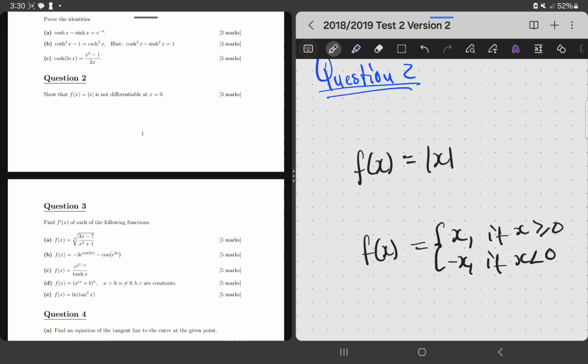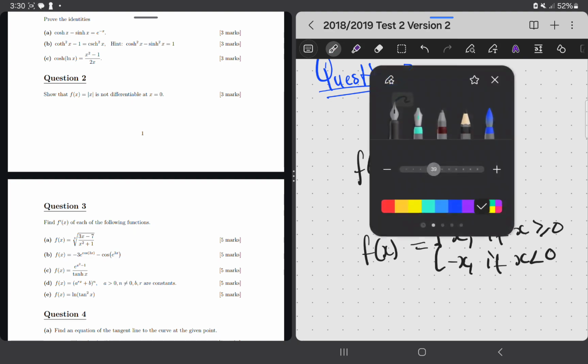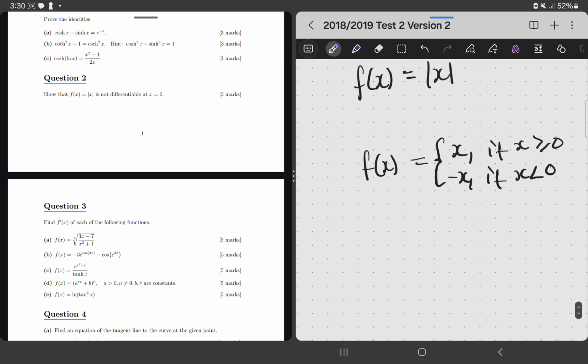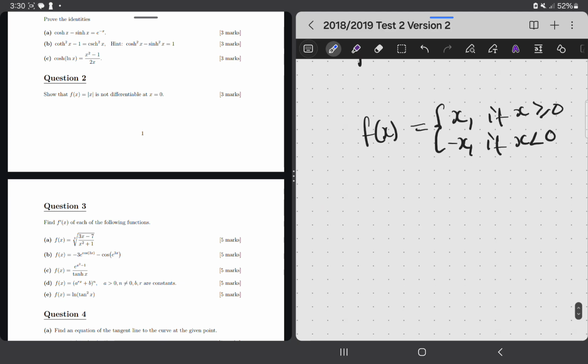Remember, this is easy because we know the modulus's job is to keep things positive. If something is already positive, it doesn't change. But if x is less than 0, it will put a minus outside, because this x is negative itself, and with the minus it becomes plus. So if x is less than 0, you put the negative outside. If the thing inside, which happens to be x, is greater than 0, then you don't put a negative outside. Now once we have our piecewise function, we can test for differentiability.